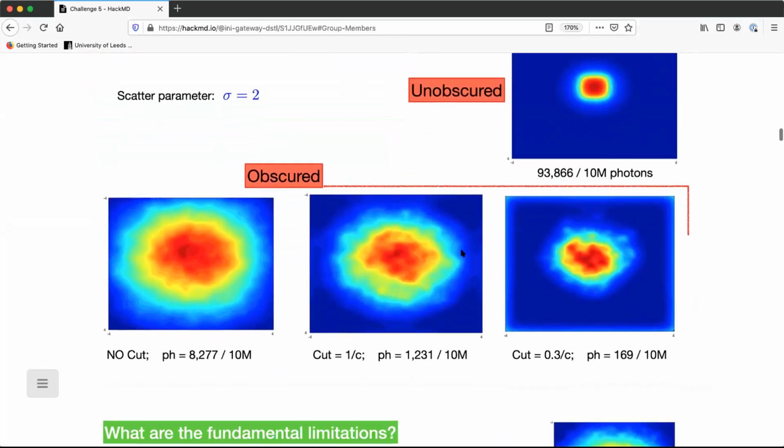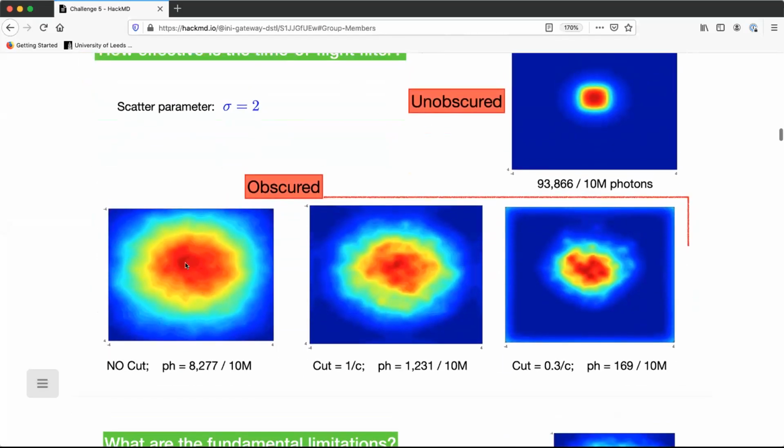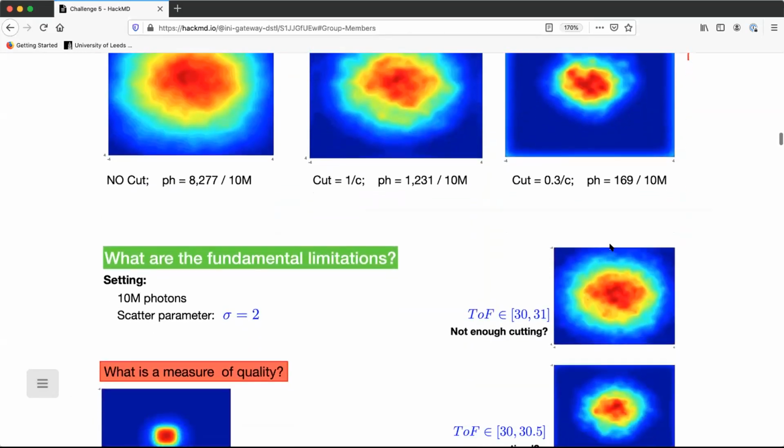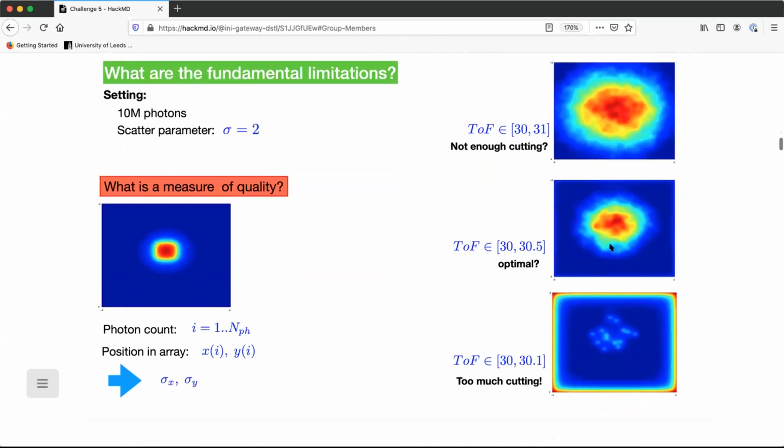And that is what happened then. So this is the picture without any cut on the time of flight. You get this blurred image you've seen before, and then we only include photons which come in between 30 and 31 meters over C. So you see you get rid of some of the scattering, and then if you cut further, if you only include photons between 30 and 30.3 over C, you're down to 169 photons only out of 10 million, but you see you can start recovering the image you want to have. So what are the fundamental limits of that?